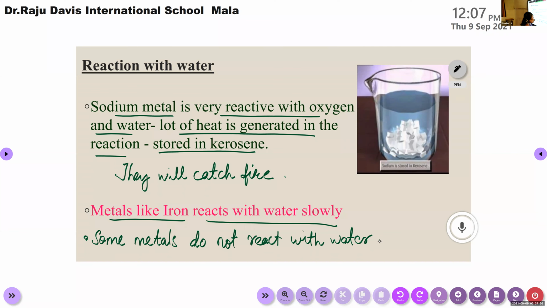Hessa, can you please read the slide? Sodium metal is very reactive with oxygen and water. A lot of heat is generated in the reaction. Stored in kerosene. They will catch fire. Metals like iron react with water slowly. Some metals do not react with water. Yes. One minute, children.